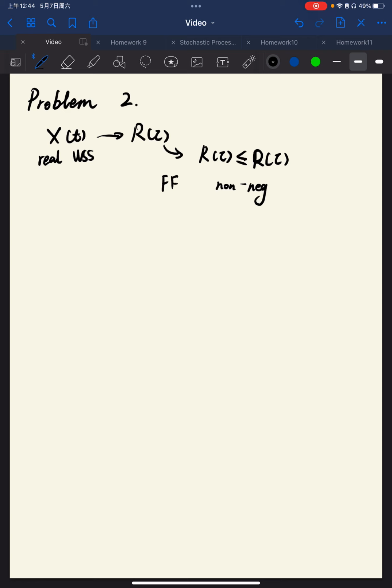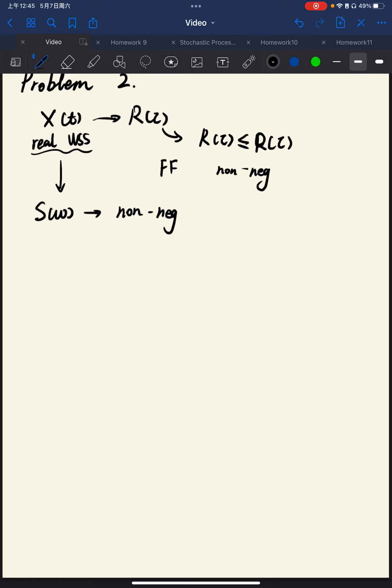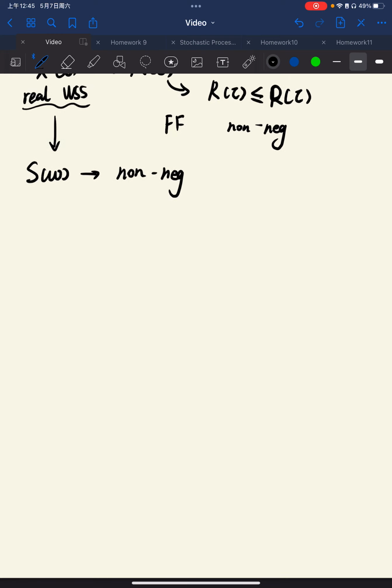So if it's still a real wide-sense stationary process, it can imply that its power spectrum S(omega) is also non-negative. So based on all these properties, we can try to find which of the following functions can follow this process.